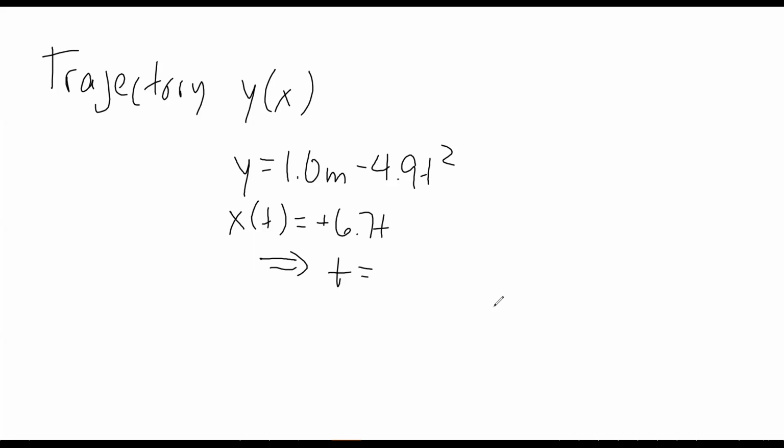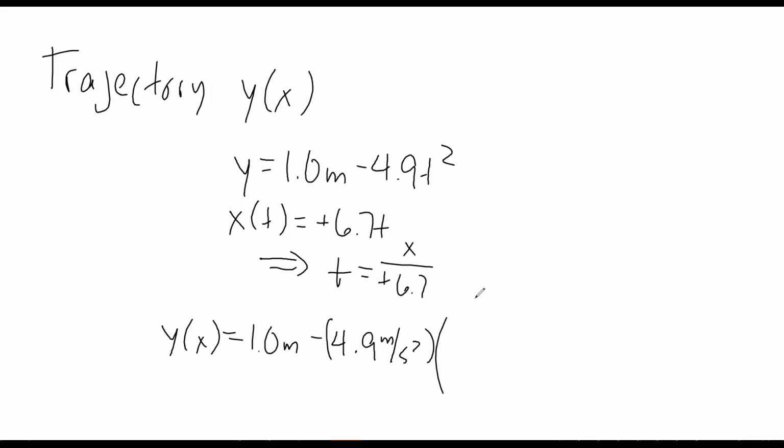So t equals x over plus 6.7. And if you plug that into the top equation, you get that y of x is 1.0 meters minus, and I'm not going to combine the numbers, 4.9 meters per second squared times x over 6.7 meters per second squared. You've got to make sure those units look good.